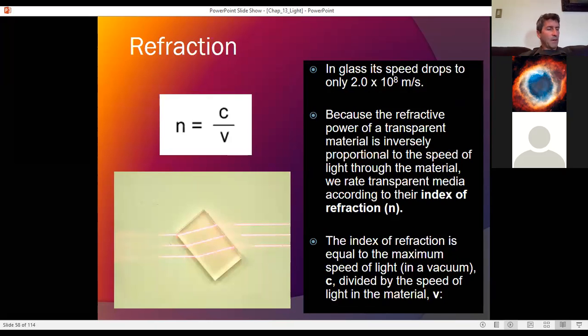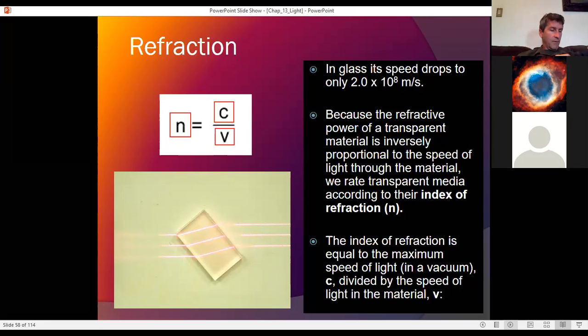Now, there's something called the index of refraction. This little letter N represents how much we're really slowing down the light. The index of refraction is the speed of light divided by the speed at which it's going through some medium. Okay, now, what does that mean? Think about glass. In glass, the speed drops basically to about 2 times 10 to the 8.